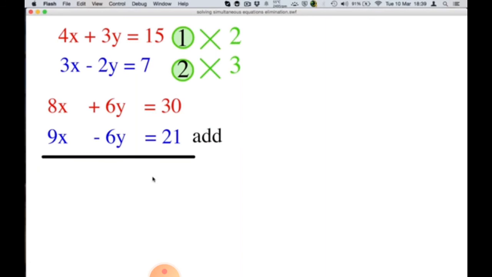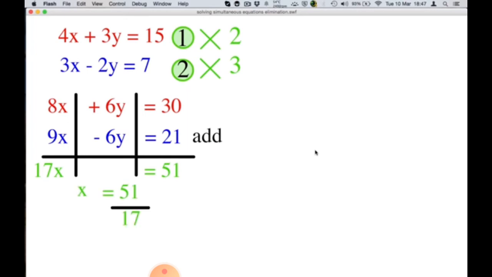Draw a line, write the word add. To make it a little bit easier, we just put some vertical lines in. So we do 8x plus 9x is 17x. 6y take away 6y is 0, so we don't need to write anything there. And then 30 plus 21 is 51. What we have to do is divide both sides by 17, and we get x equal to 3.